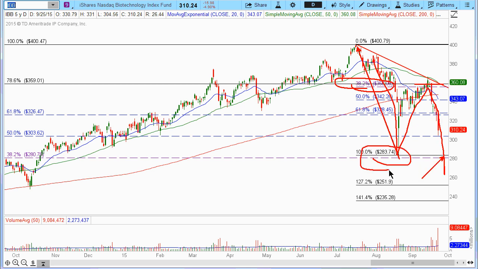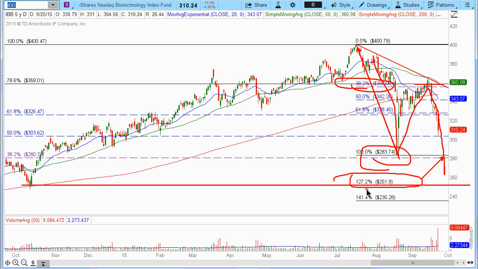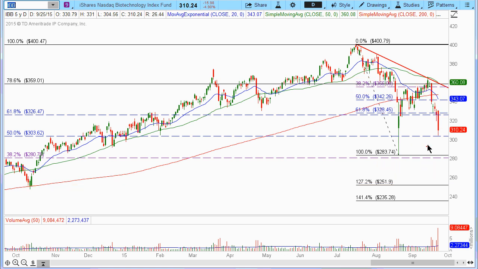And if we get below this 283, 284, the chances are we're going to see us come down here and take out this 127 extension somewhere around the 252 area. So we've got to be careful with that on the IBB. And if this comes down, then most likely it will drag the Russell 2000 down a bit. Right? So let's take a look at a few of these momentum stocks.